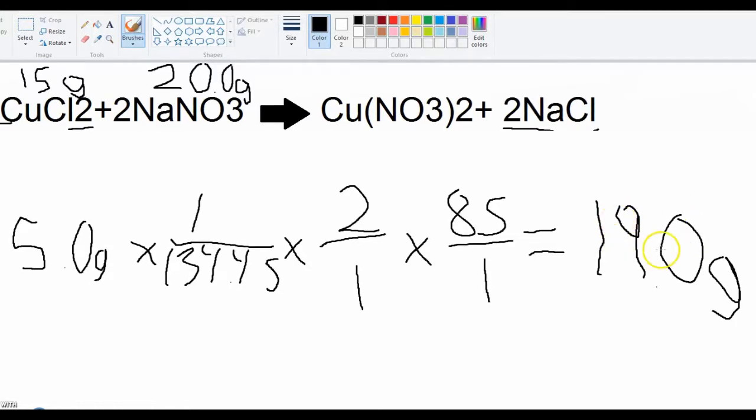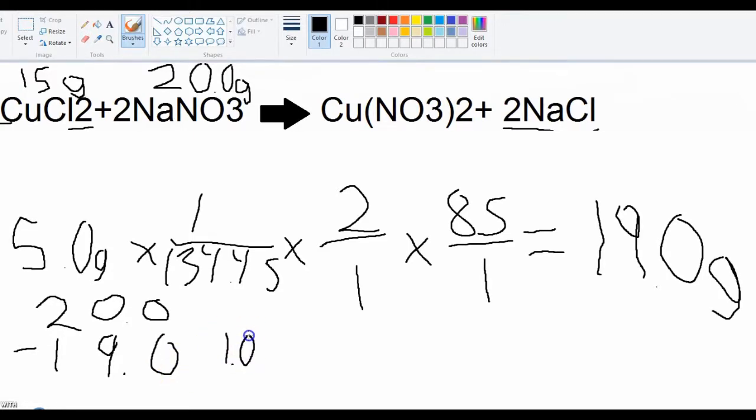So now that we have this, sorry for how bad it looks, we are going to subtract it from our given. So it's going to be 20.0 minus 19.0, which will come out to be 1.0 grams. That's how much is left over of our excess reagent. That just means it uses 19 grams, so there's 1 extra gram left over.